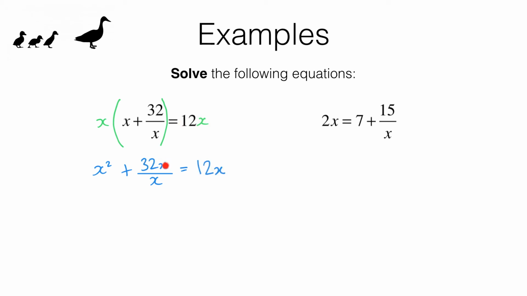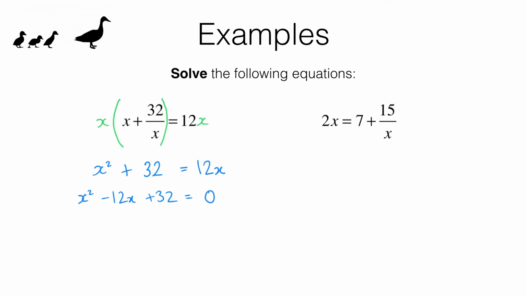Now 32x over x simplifies to just 32. Now before trying to solve by factorizing, I need to collect all of the terms on one side and have 0 on the other side. So I'm going to subtract 12x from the right and from the left. That will give me x squared minus 12x plus 32 equals 0.